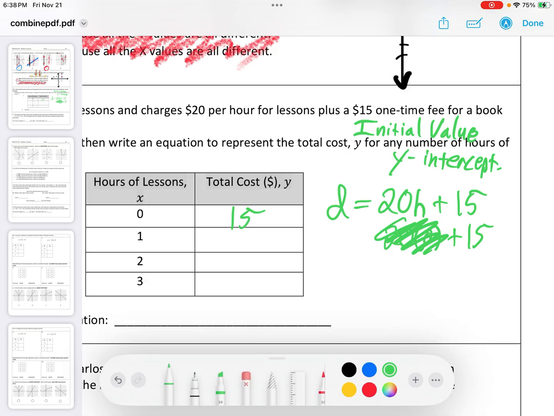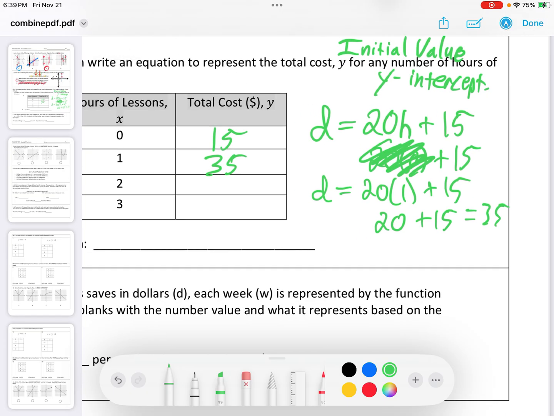Okay, what about 1? Well, that means it's 20 times 1 plus 15. So 20 bucks plus 15 bucks is 35 bucks. Man, this is so much better than writing on iExcel. I tell you. 20 and 2. So now we've got 40 bucks for the hourly charge plus the 15 for the first book charge. So you see how that initial value actually makes sense? It makes sense because 2 hours, 40 bucks plus that initial one. Initial value. Okay. 55.